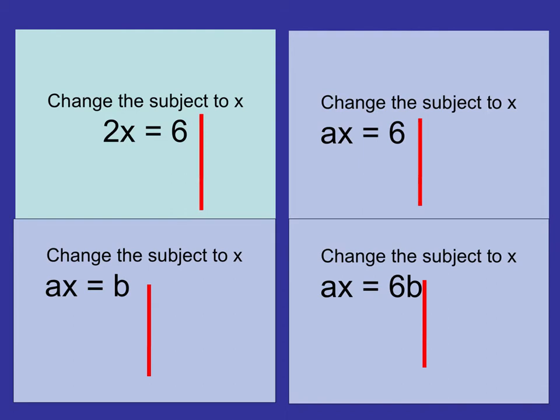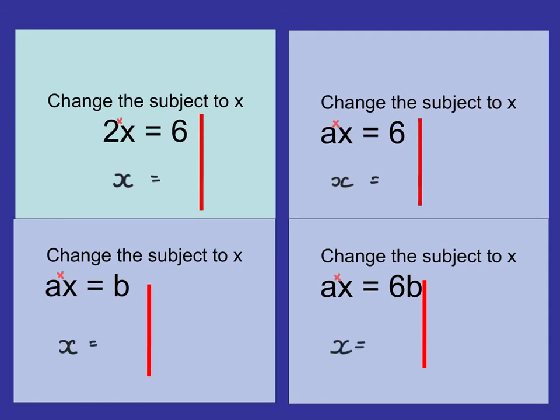Okay, slightly different again. Now, what you need to remember for these ones is that between the 2 and the x, there's a times sign missing. So 2x means 2 times x. Next one across, it's got ax. That means a times x. Next one, again, it's got ax. That means a times x. And the next one again, remember, there's a times sign missing. Okay, so it says change the subject to x, so all of my answers are going to be x equals. So we just pop that in so they're ready to go.